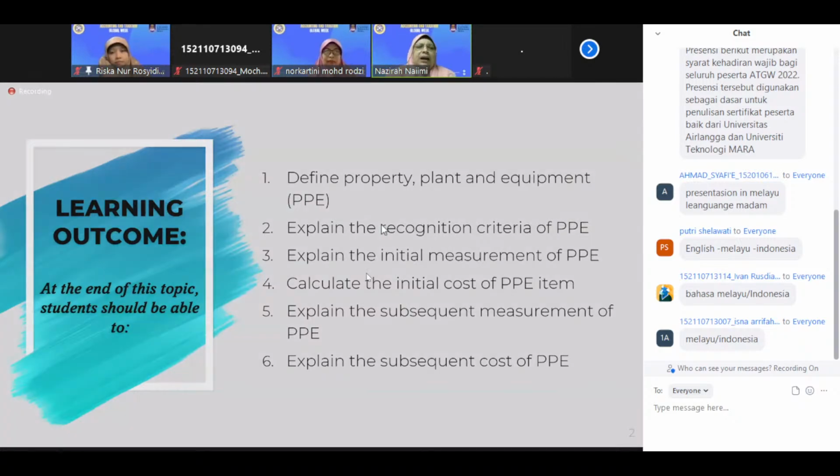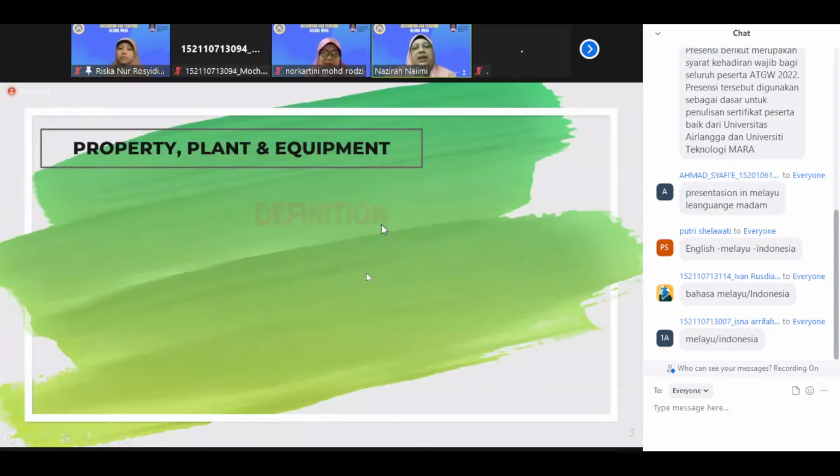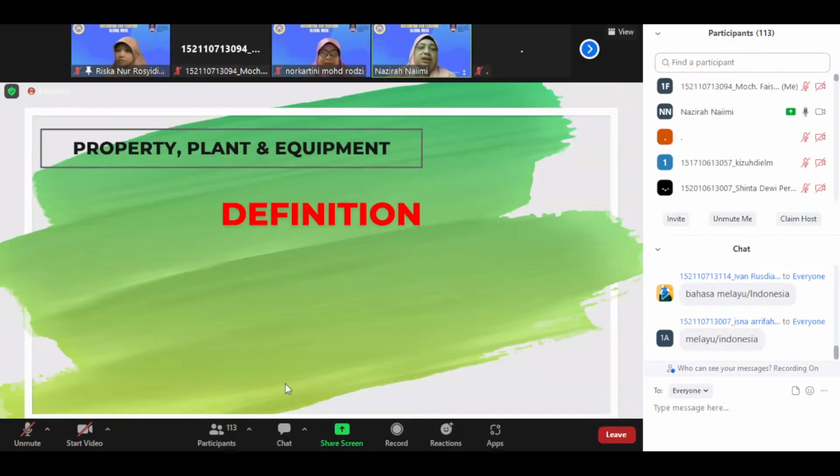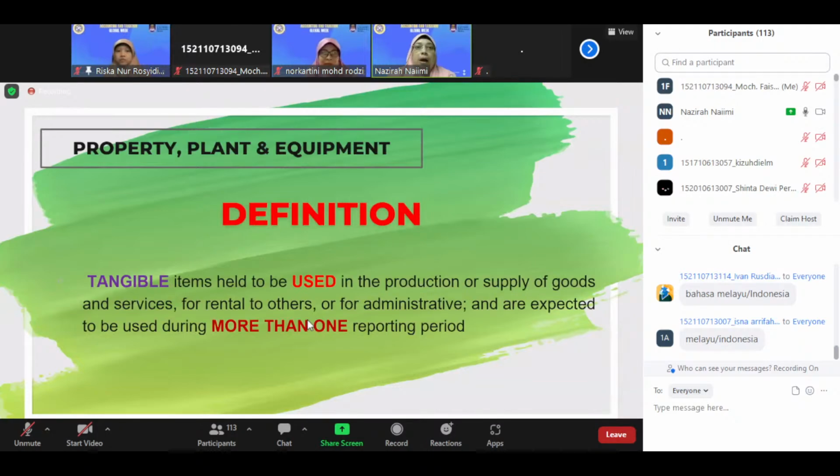Alright. So we'll start with the definition. Okay, definition. The definition of PPE, in Malaysia, we follow Malaysian Financial Reporting Standard MFRS 116.